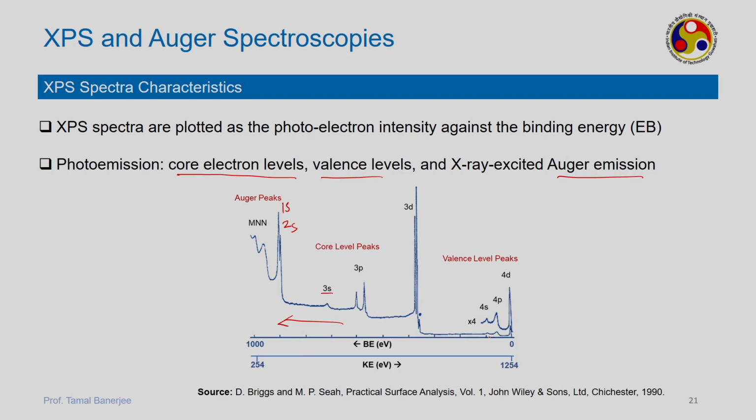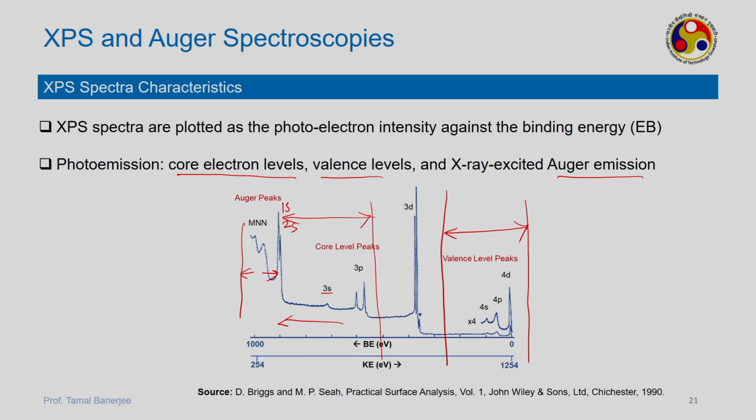So, in this part you will have lower and lower binding energy. It means the peaks in this direction are valence level peaks, and those at the higher binding energy direction are core level peaks. The part at the start contains the Auger peaks. So, this is what the entire spectrum looks like for XPS.